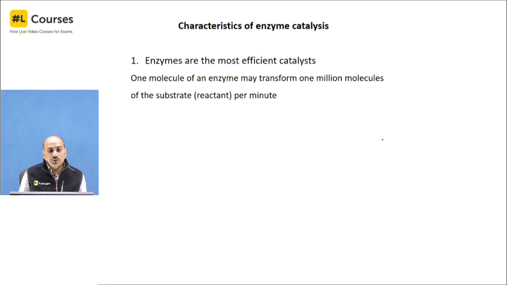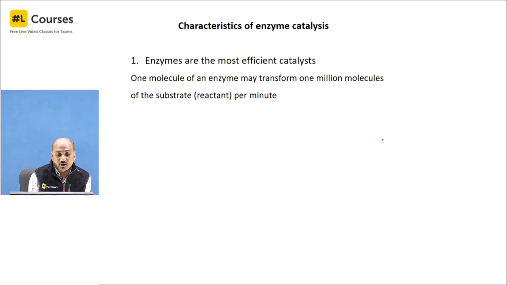Okay. Now we will start with today's topic, that is the characteristics of enzyme catalysis. As with the chemical catalysis we discussed in the earlier classes, enzymes are the most efficient catalysts. How do we define and prove this? That is why I have taken one example: one molecule of an enzyme may transform 1 million molecules of the substrate, that is the reactant, per minute.